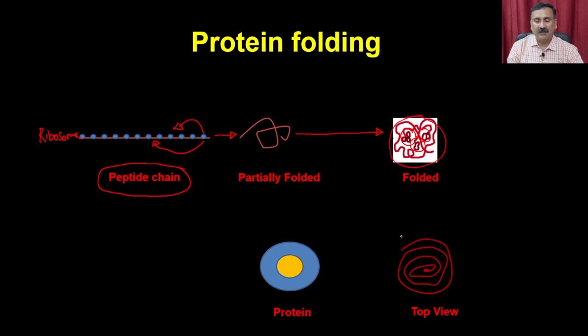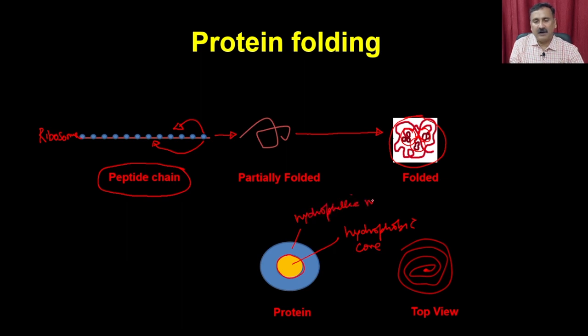If you see this protein from the top, what you will see is that the amino acids are arranged around a particular center, and that's how all the globular proteins form balls of different sizes. In each ball, you will see that the hydrophobic core is present in the center. So this is the hydrophobic core, which is surrounded by the hydrophilic molecules.